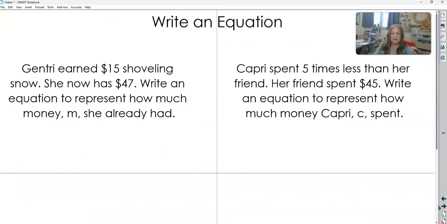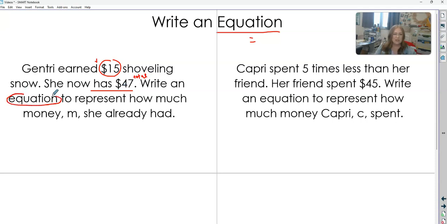Hey, and the last section of our test is to write an equation. Now remember, equations need equal signs. So we are showing how you would solve this problem. Where would the answer go with that variable? So Gentry earned $15 shoveling snow. So right, she earned that. So I'm thinking we're going to add that on. Now she has 45. Ooh, that's a total. So now she has a total of 45.